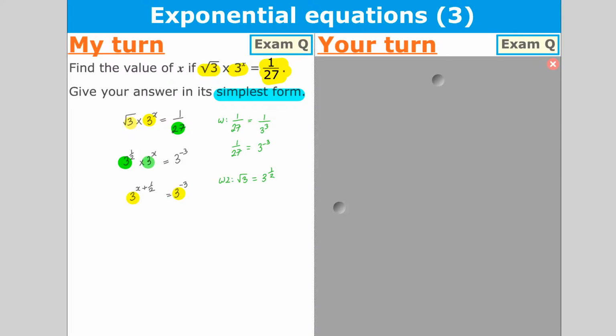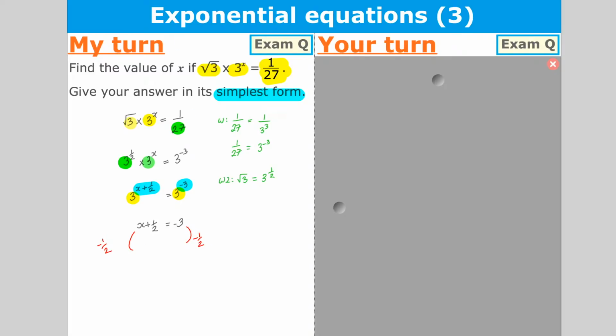We have our base the same. We have our exponents there, so they must be equal. So x plus a half must equal negative 3. In order to solve for x, subtract a half off both sides.